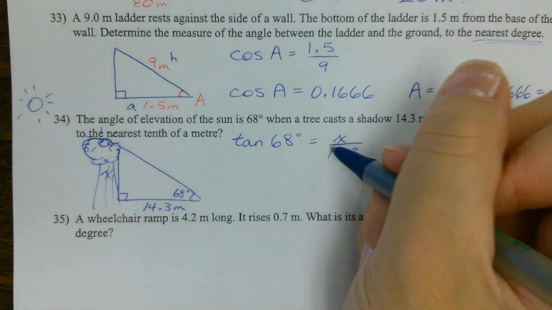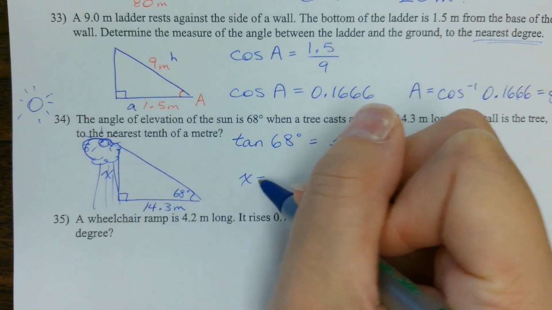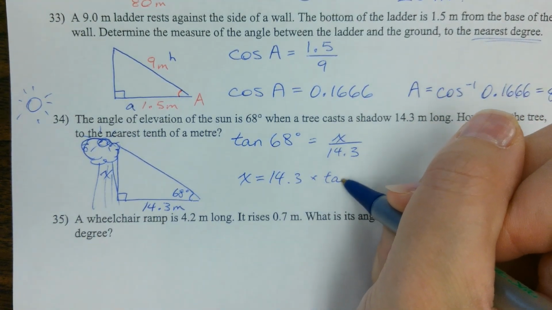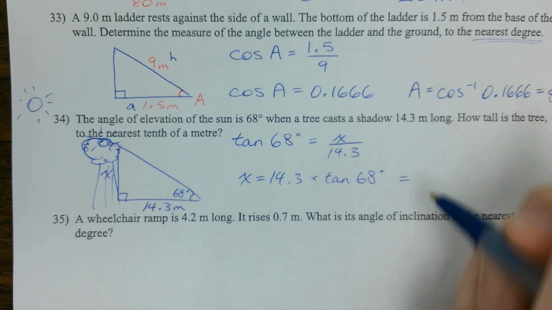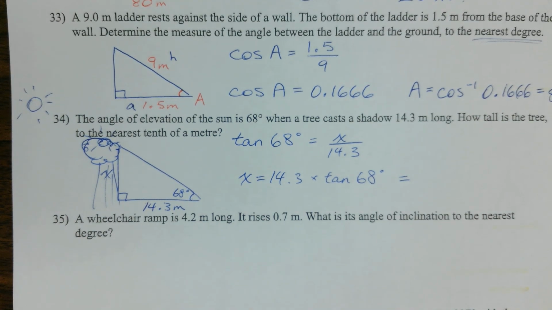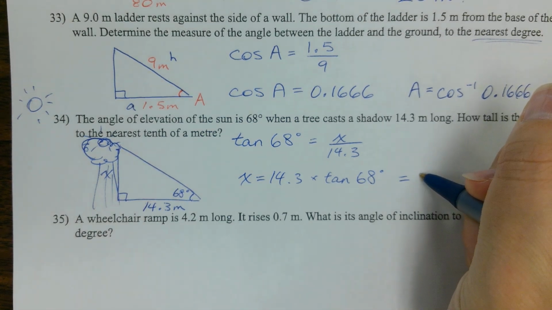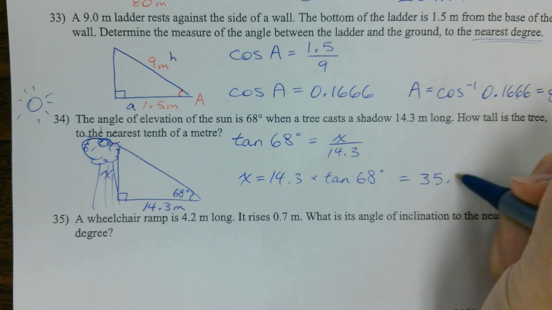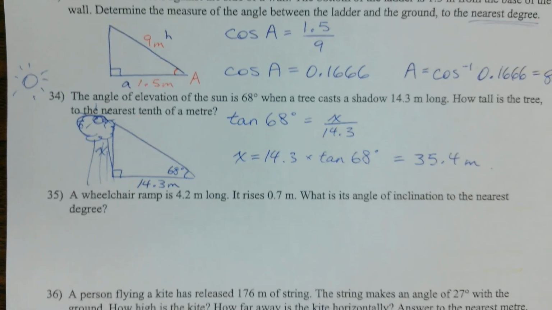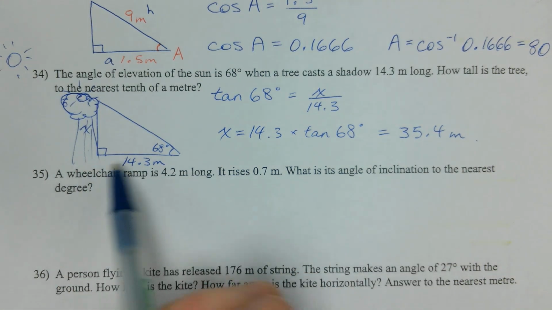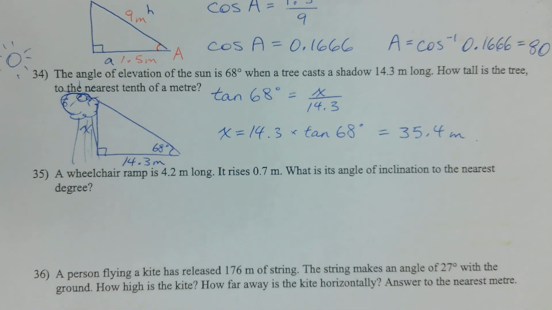All right. So since my variable is on the top, that means I am multiplying. So 14.3 times tangent 68 degrees, so you get 35.4 meters. Perfect. Okay, and it makes sense. The height of the tree, the taller your tree, the longer the shadow.